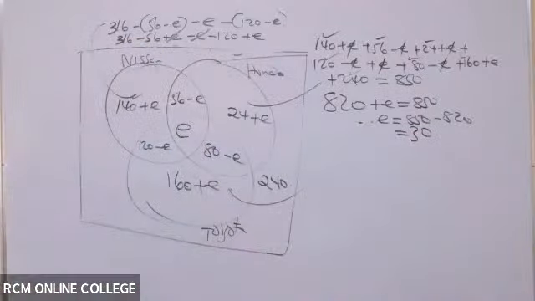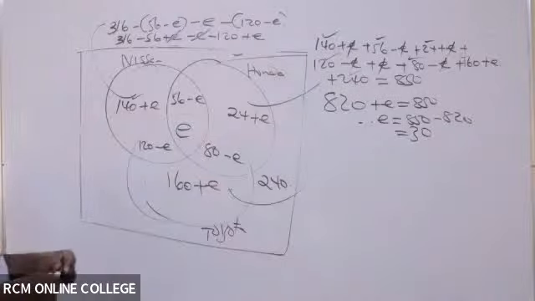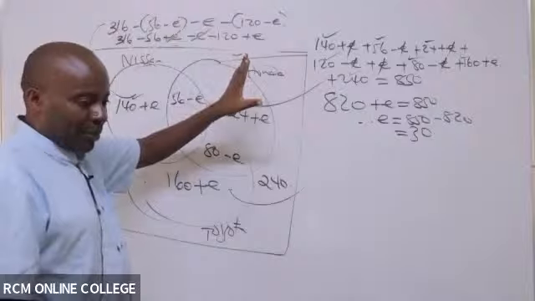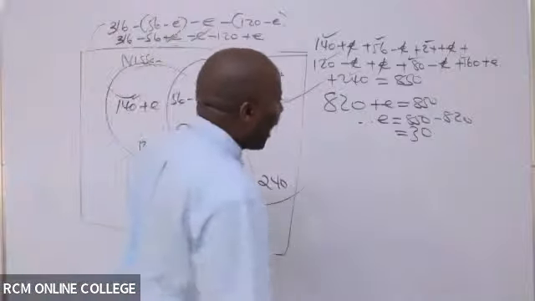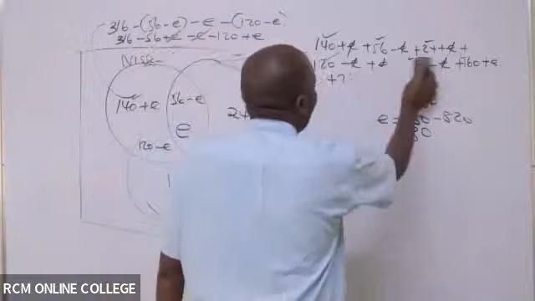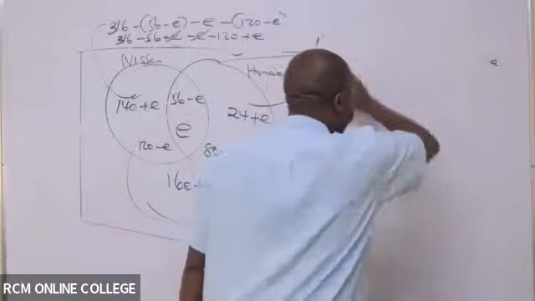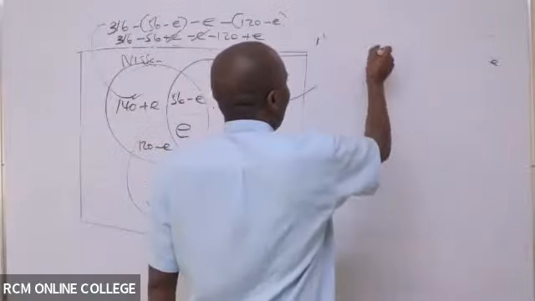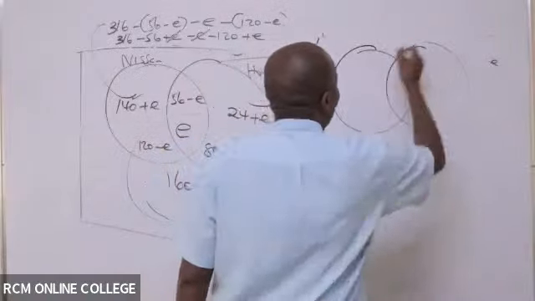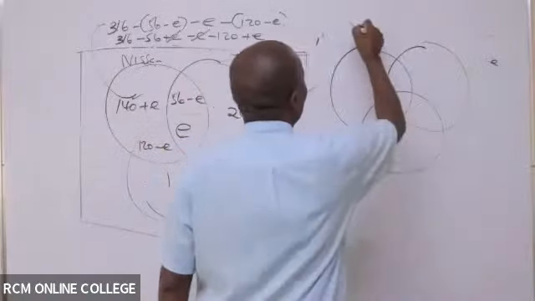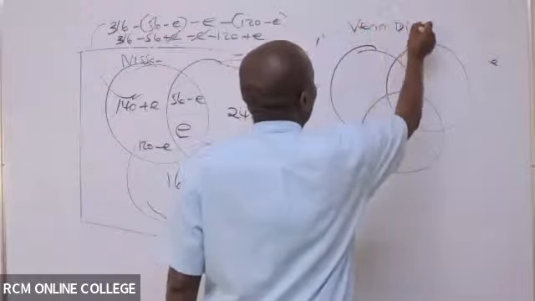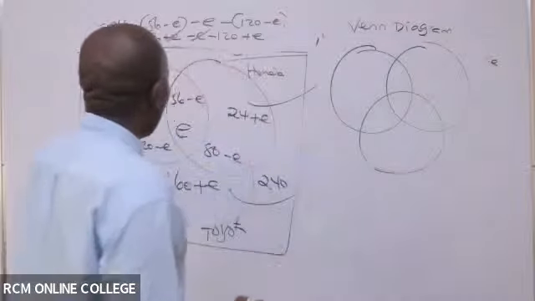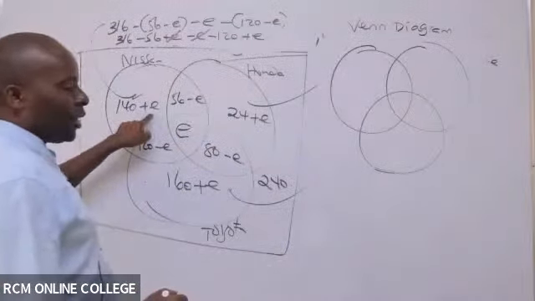And now once you have gotten that, you must come and display all the numbers. So you write there the Venn diagram. So we have here 140 plus 30. You will see E is 30.